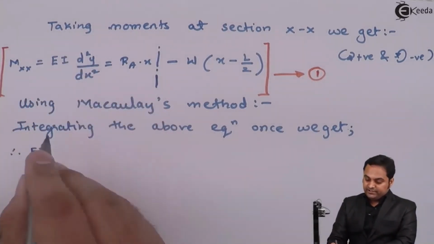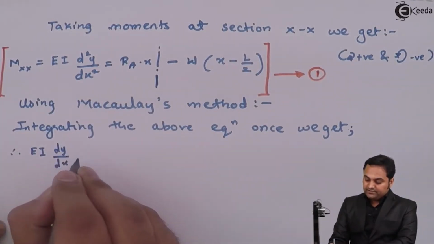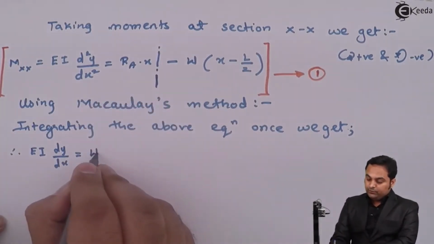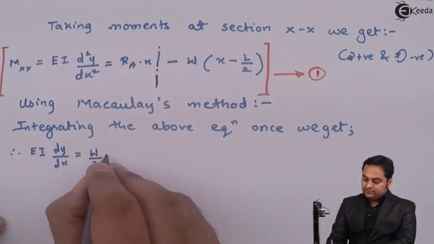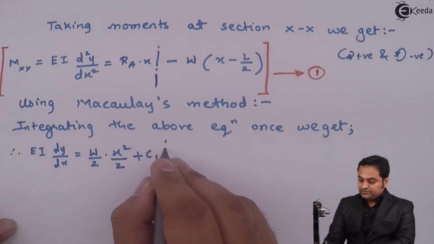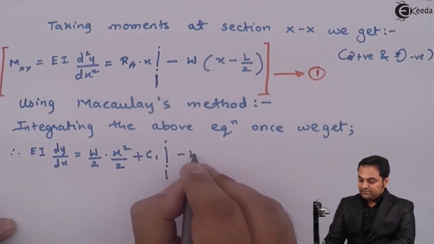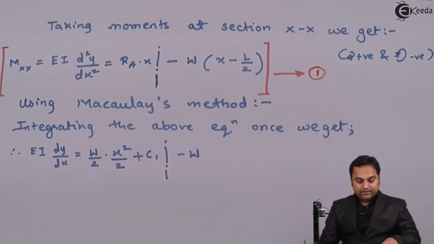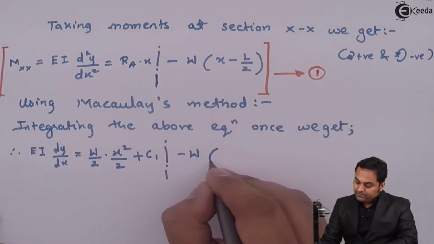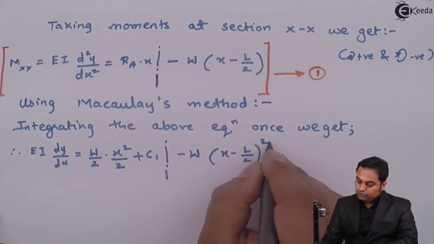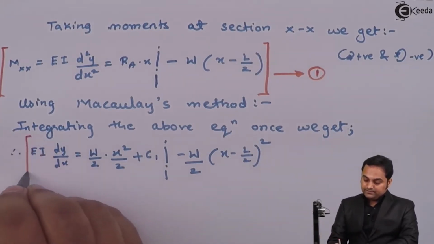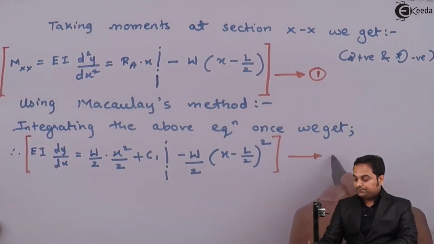d square y by dx square, integration of this will be dy by dx, is equal to RA, reaction at A, that we have found out is W by 2, integration of x becomes x square by 2, plus constant C1, this is the first term. Next, minus W will remain as it is, and here we have x minus L by 2, so integration of this term will be x minus L by 2 whole square divided by 2. So I will keep this as the second equation.